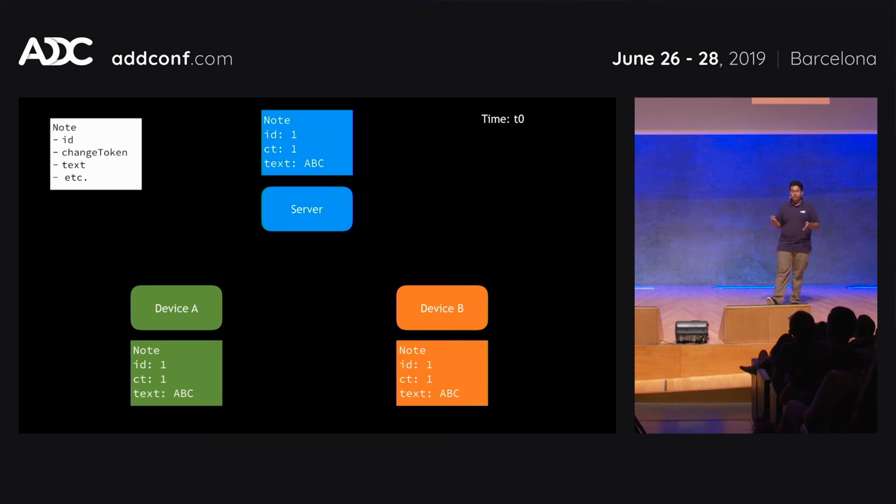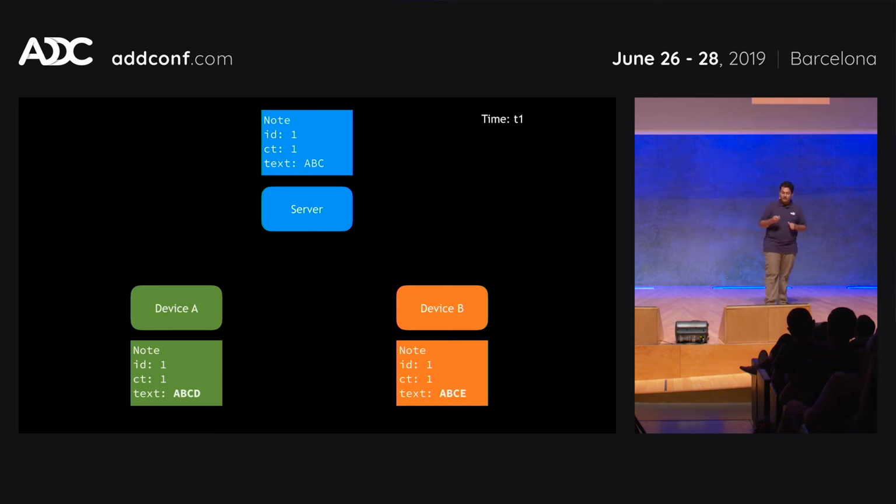Now, at time t0, you have two devices and the server, and they're all in sync in that they agree that there is one note, the ID is 1, the change token is 1, and the text is ABC, right? So the change token, think of it sort of like a version for that particular record, right?